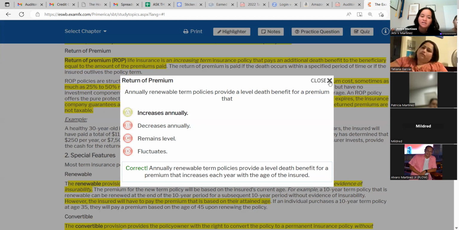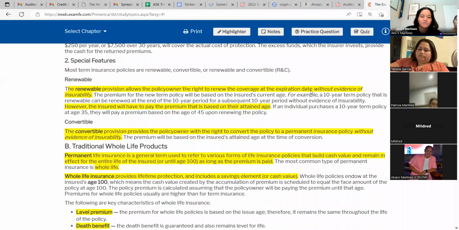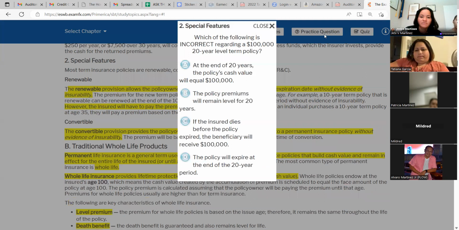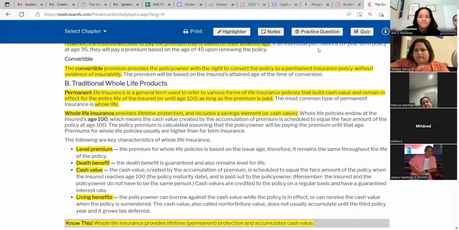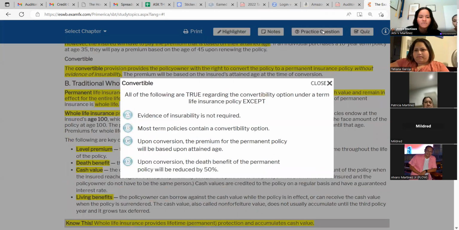Like if you have to go back and check the graphs. I'll do just a little bit and see if we get another question. I think we already did this one. Which of the following is incorrect regarding a 100,000 20-year policy? So let me do a little bit more and go into the funny ones.